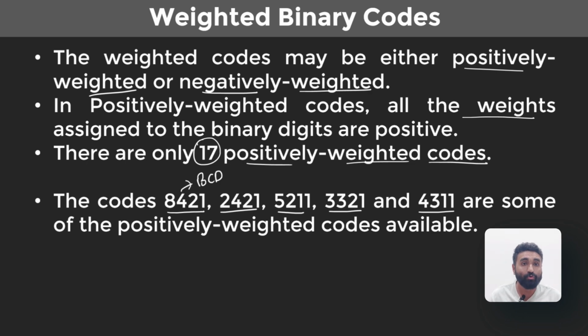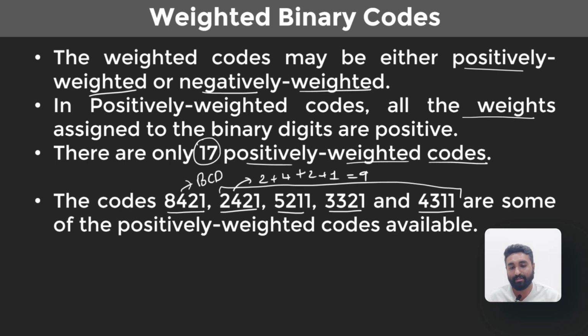Now in all of these codes, apart from the 8421 code, when you do the total of their position weights, likewise here 2 plus 4 plus 2 plus 1, it is going to be 9. So for all these binary codes, their totals should not be less than 9. That is the important catch that you need to remember.